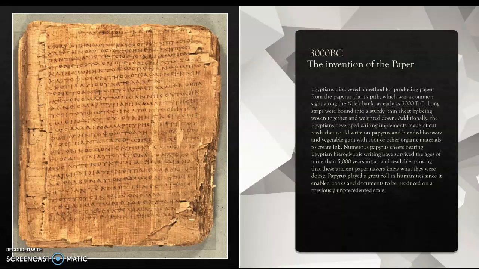Paper was invented in 3000 BC. The Egyptians discovered a method of producing paper from papyrus plant pith, which was very common along the Nile River. Long strips were bounded into sturdy, thin sheets by being woven together and weighted down. Additionally, the Egyptians developed writing implements made of cut reeds that could write on papyrus, and blended beeswax and vegetable gum with soot or other organic materials to create ink.